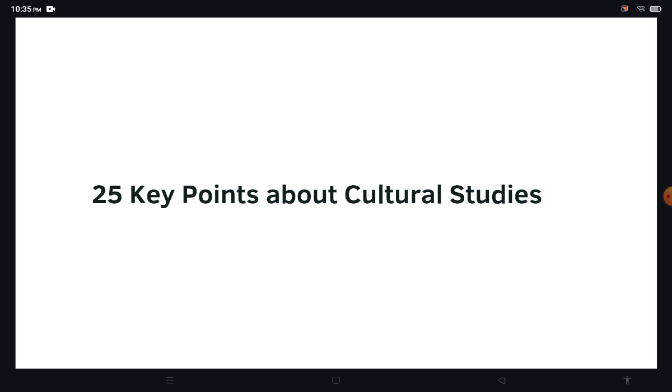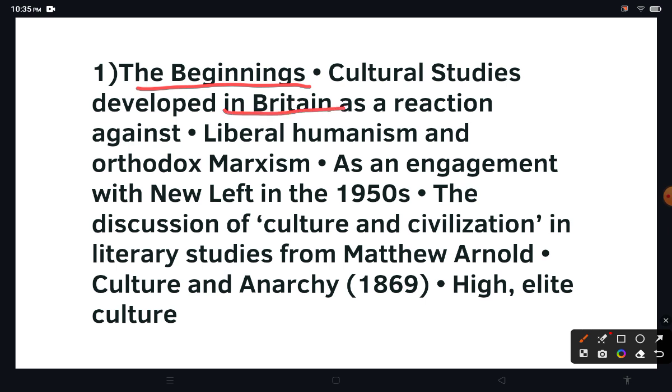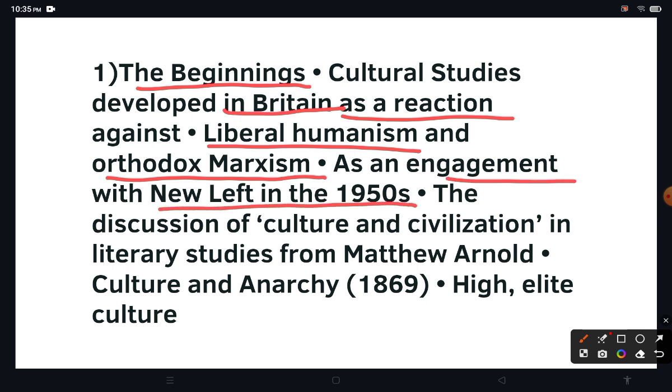So let's start. Let's see what cultural studies is and how it begins. So cultural studies, the beginning, the first point. Cultural studies developed in Britain as a reaction against liberal humanism and orthodox Marxism. So it came as a reaction to liberal humanism and orthodox Marxism, as an engagement with the New Left in the 1950s.